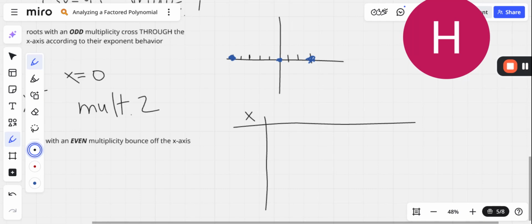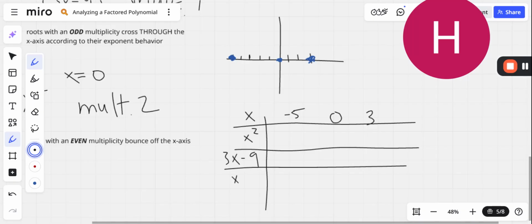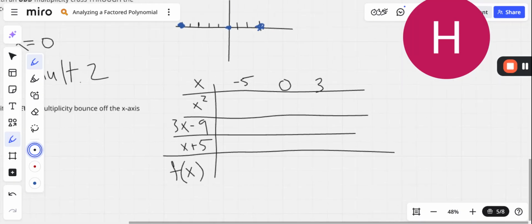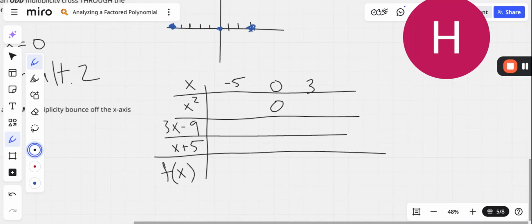So the chart has the number line along the top with our important x values. In this case, our roots are going to be represented here. And we have our factors, x squared, 3x minus 9, x plus 5, and then at the very bottom we have the product, which is f of x. That's the product of all of these. So you know how to use the chart. Put a 0 here at the corresponding x values for each factor, and then we just do the pattern.